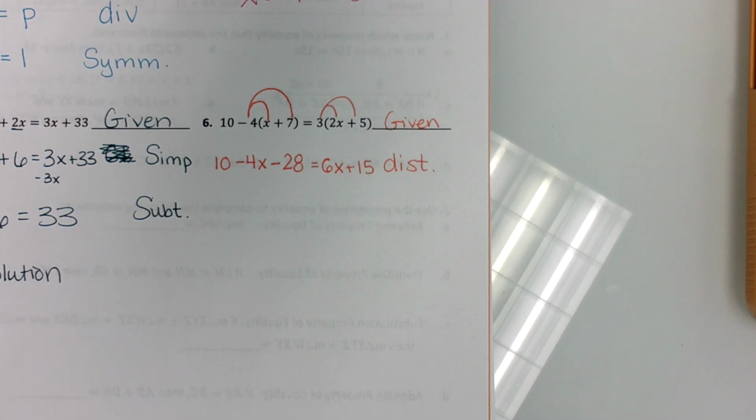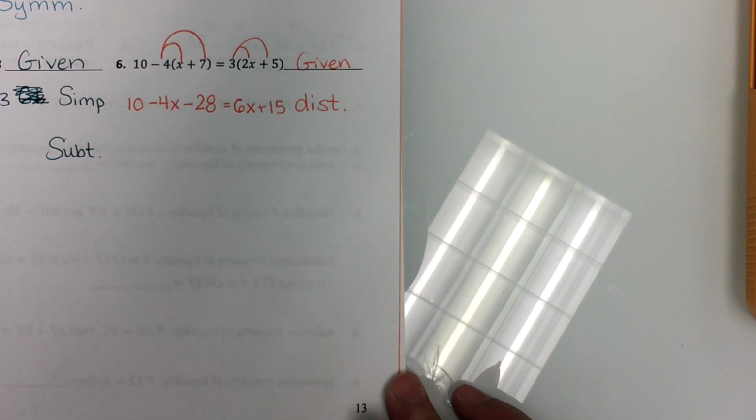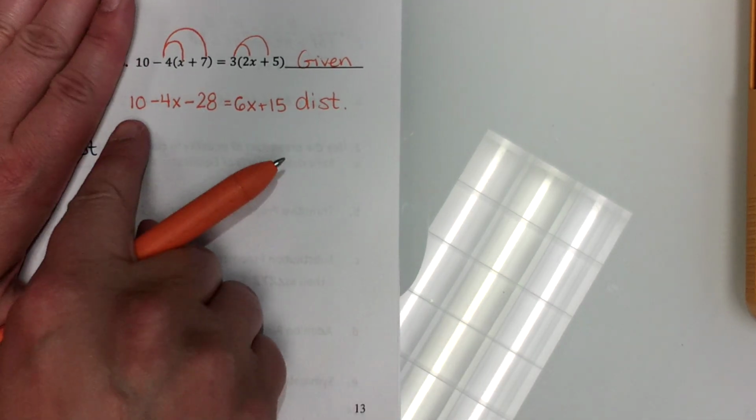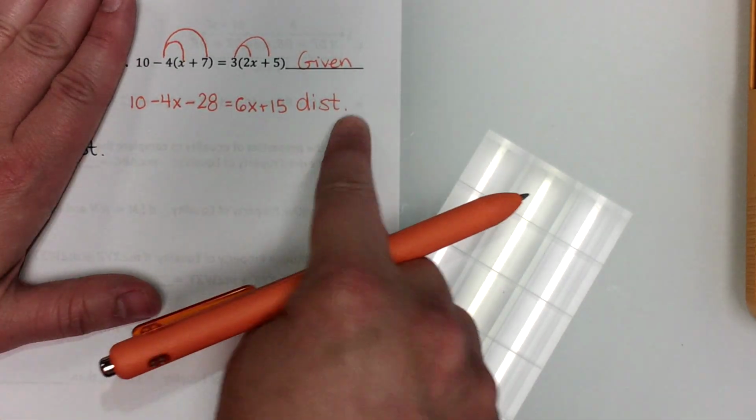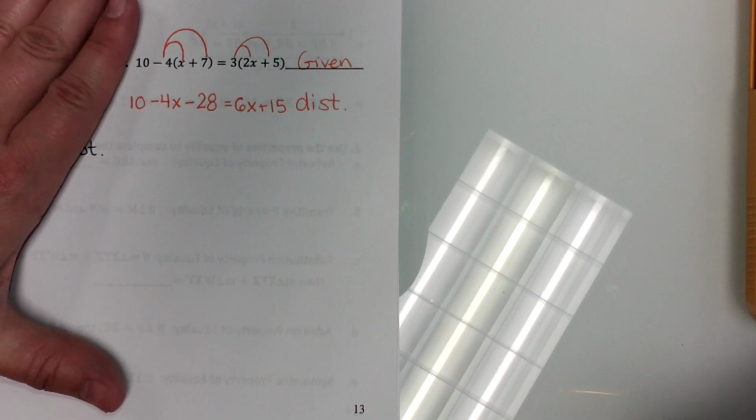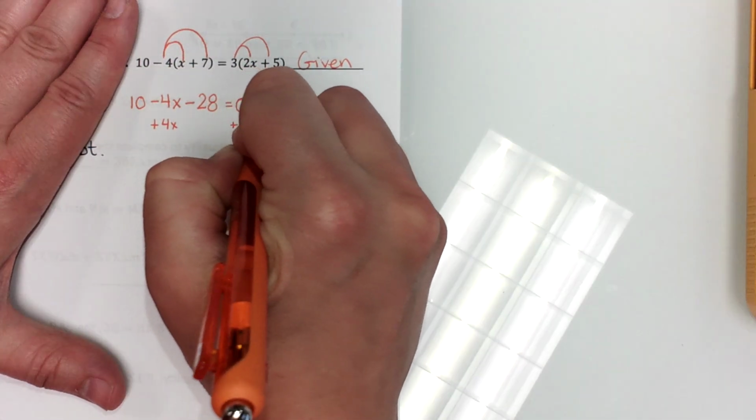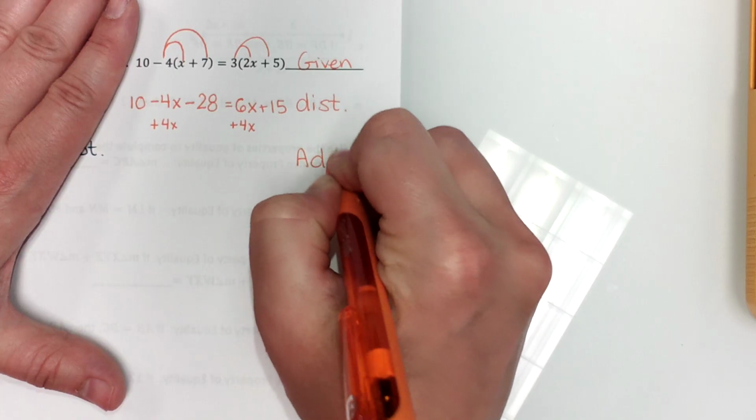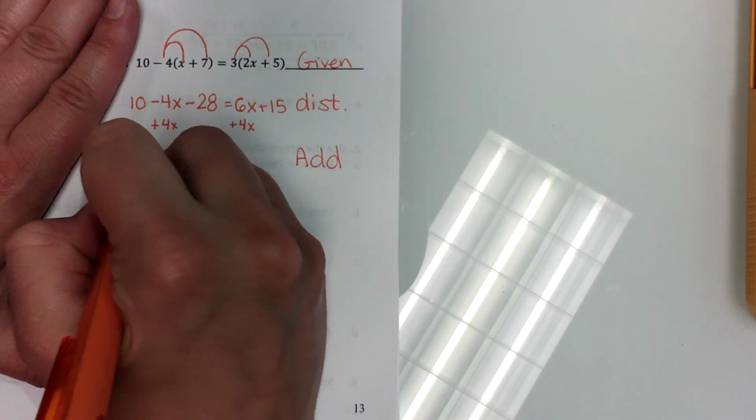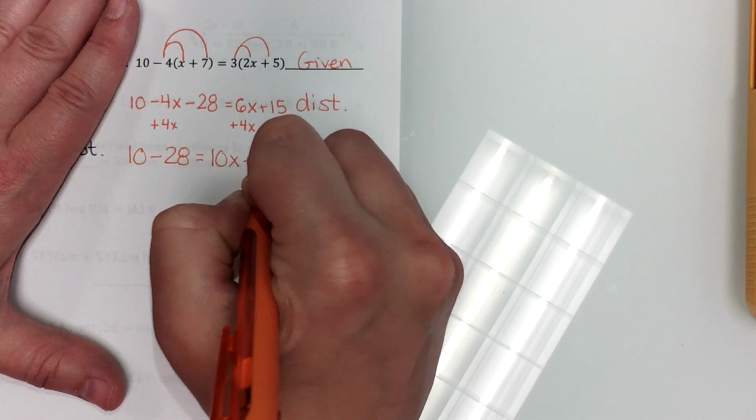Dalton, if I'm solving, what would I do next? Solving an equation. What should I do? The x, so you would add 4x to 6x. You can do that next. I'll be honest, it's not the traditional way to do it, but it works. If I do that, I am left with 10 minus 28 equals 10x plus 15.